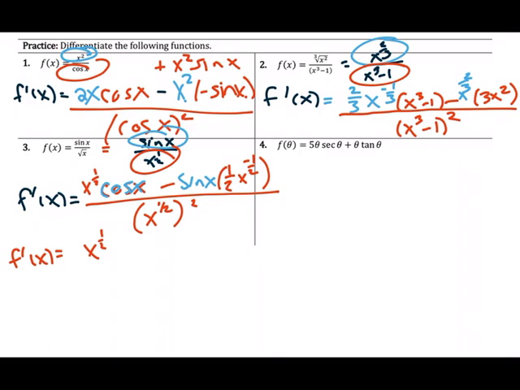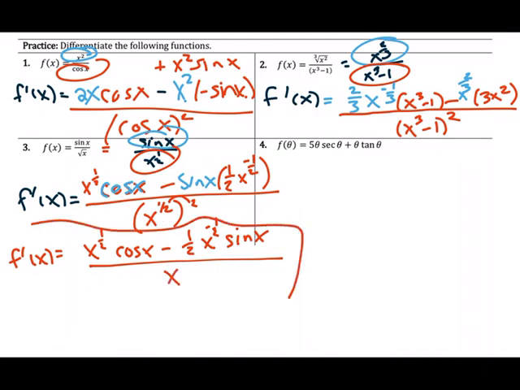This is going to be x to the 1/2 cosine of x minus 1/2 x to the negative 1/2 times sine of x, all over. When we have power to power like this, we multiply, so that's just going to give us x.